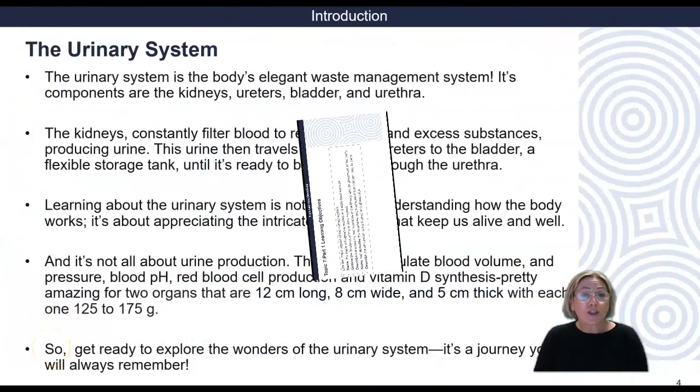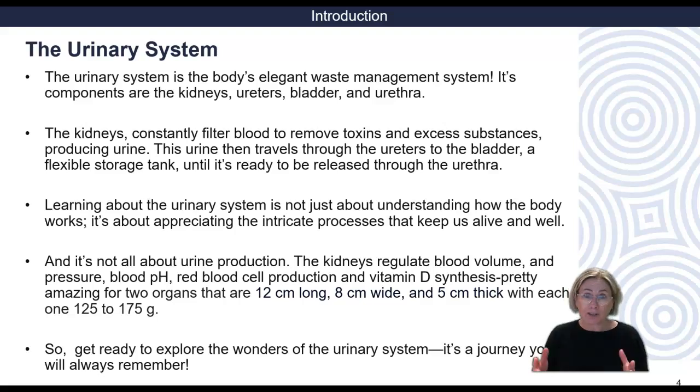So by way of introduction, the urinary system is just amazing, and in particular those two kidney bean shaped organs being the kidneys that work so hard to produce urine, to really fine tune the volume and concentration of urine that's produced to regulate lots of things in the blood. So the urinary system is the blood's elegant waste management system. And in total, its components are the 2 kidneys, the 2 ureters, the 1 bladder, and the 1 urethra.